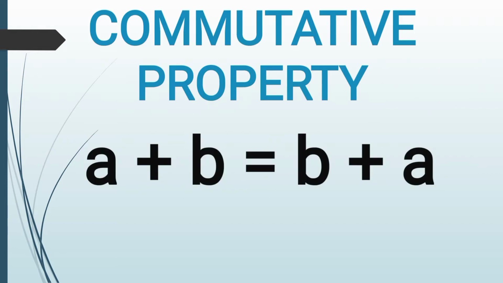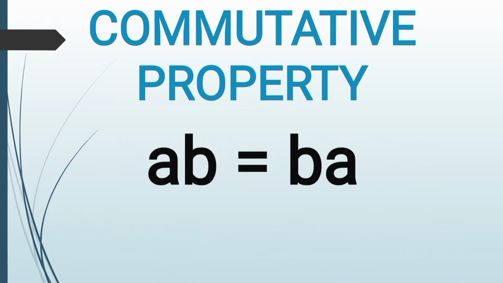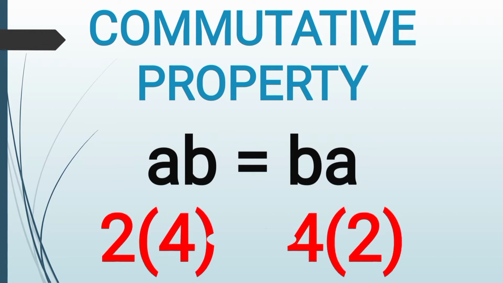Commutative property of addition. A plus B equals B plus A. Example, 10 plus 7 is equal to 7 plus 10. Commutative property of multiplication. AB equals BA. Example, 2 multiplied to 4 is equal to 4 multiplied to 2.